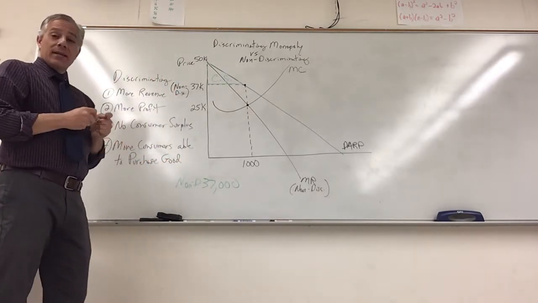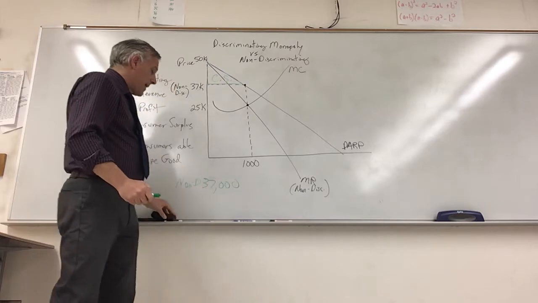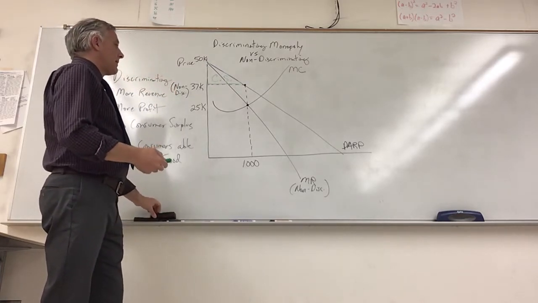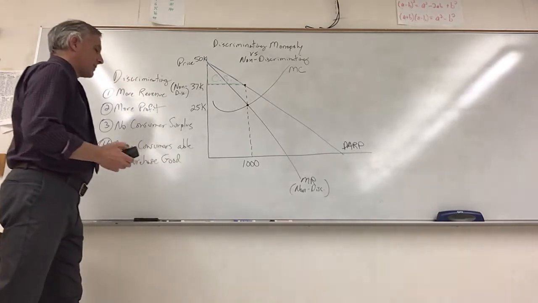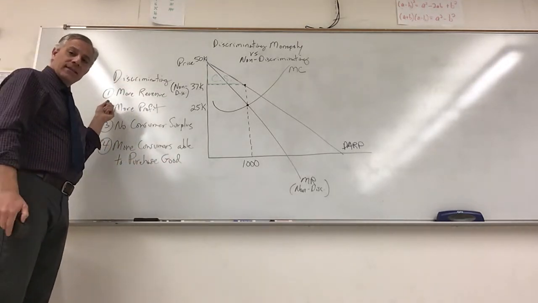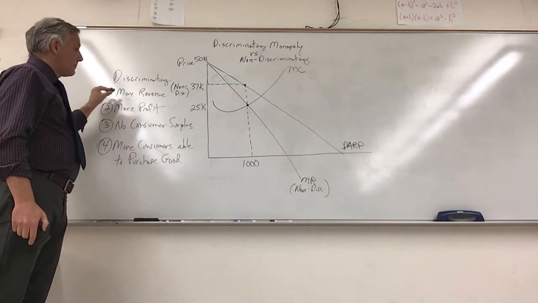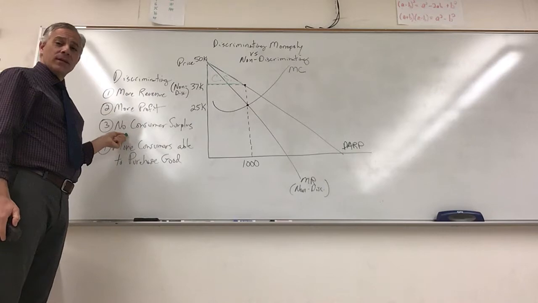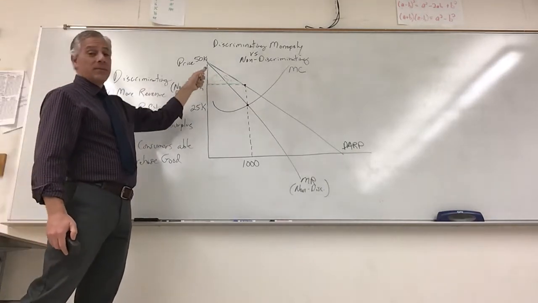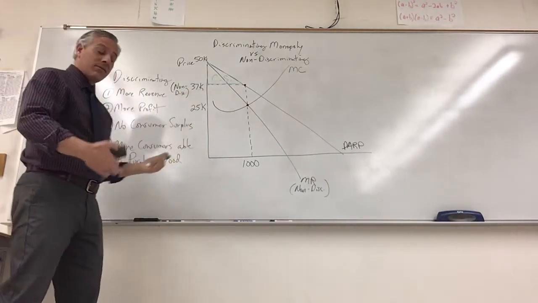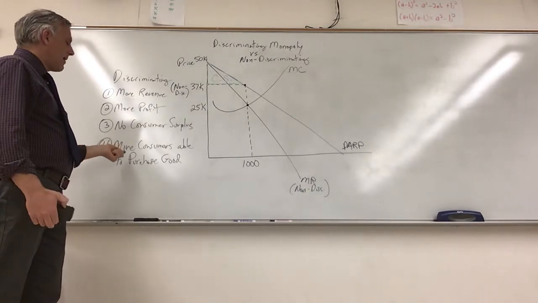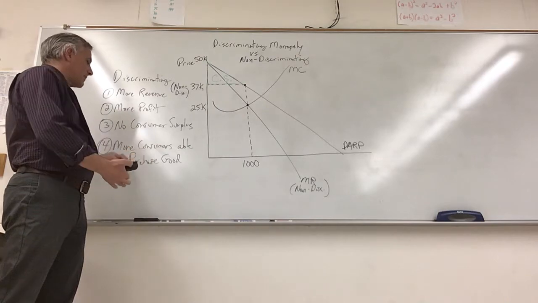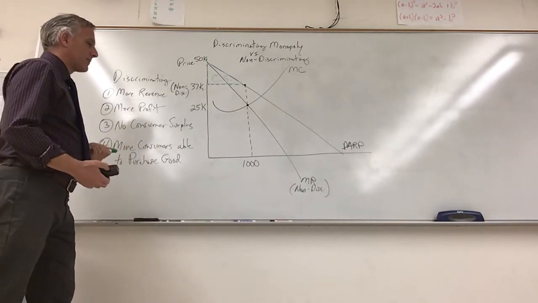So how can a monopoly bring in more revenue and become more profitable? They can become a discriminating monopoly. So some characteristics of the discriminating monopoly: more revenue, more profit. There's going to be no consumer surplus, so this consumer surplus disappears, so that's bad for consumers. And there are going to be advantages to the consumers. More consumers are going to be able to purchase the good, okay?